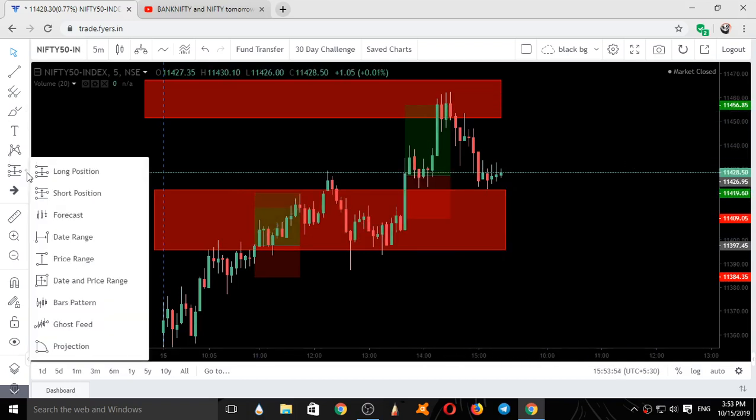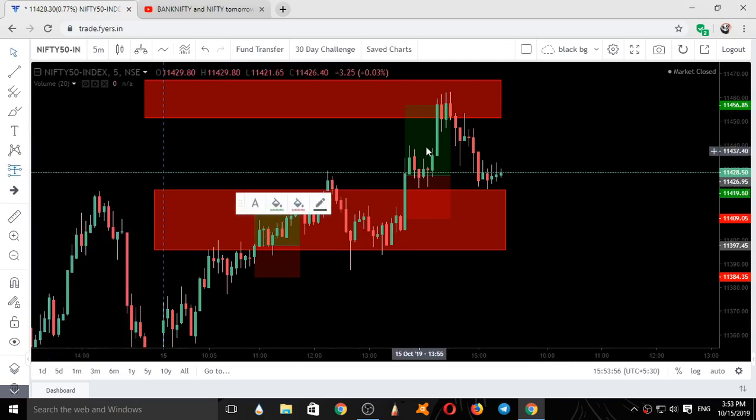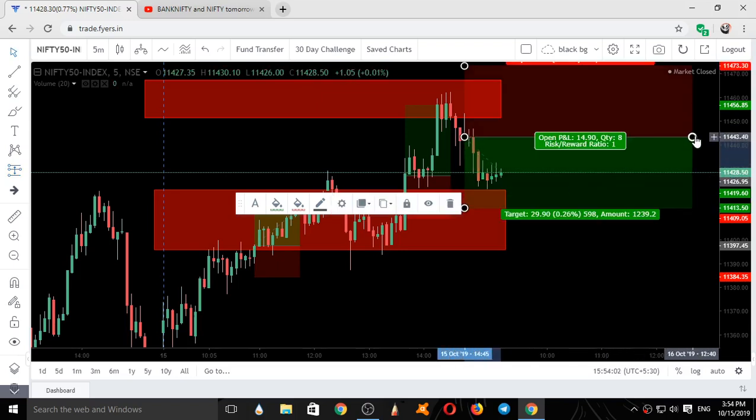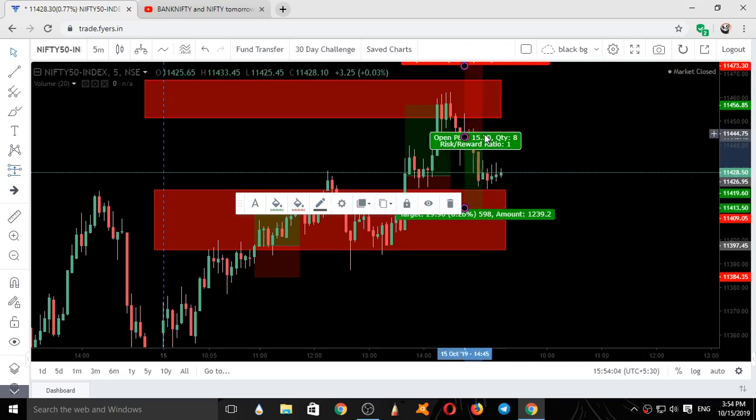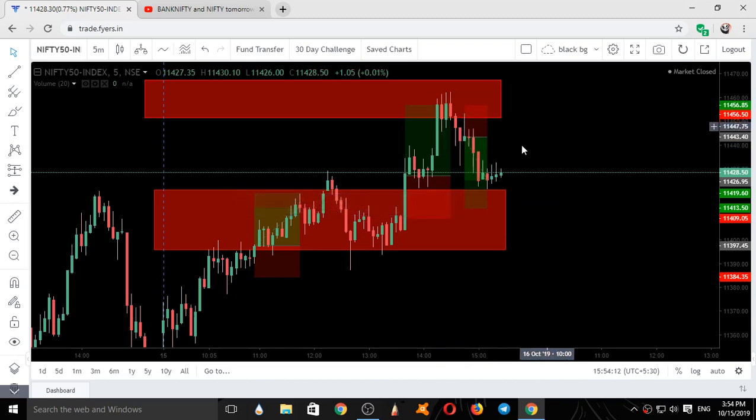And you could have gone short over this candle. When the resistance of the zone was taken, you could have taken a short trade over here. Stop loss could have been somewhere around 10 to 13 points. So these were the three possible trades that could have been done today.